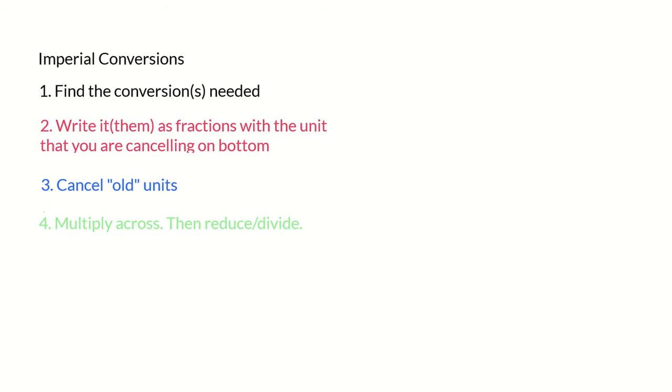For imperial conversions, first we want to find the conversion that we need. So for example, let's say we want to convert 72 inches into yards. Then we need the conversion from inches to yards, which is actually a two-step conversion.